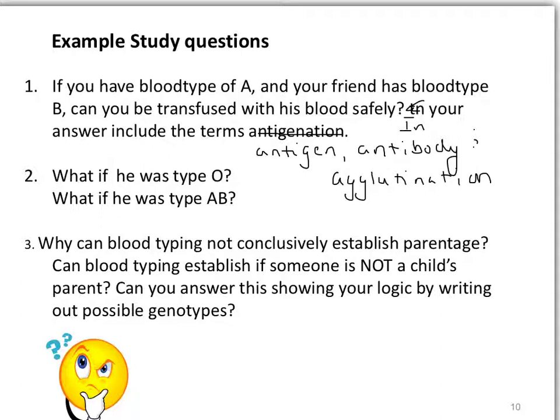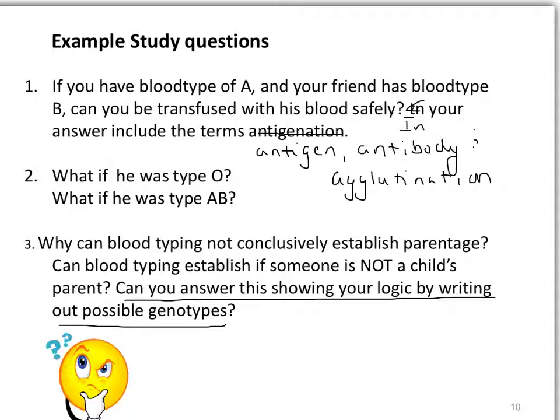And in this example, question number 3, make sure that you could answer this not just with yes or no's, which doesn't actually show that you have any understanding of the system whatsoever, but that you can explain your logic by writing out possible genotypes for parents, and possible children.